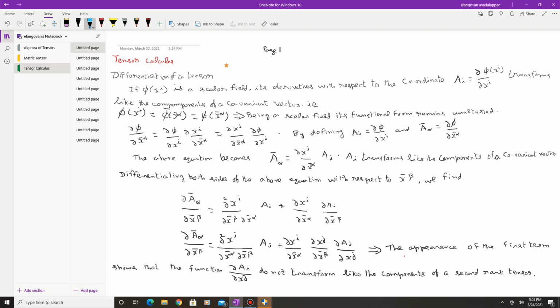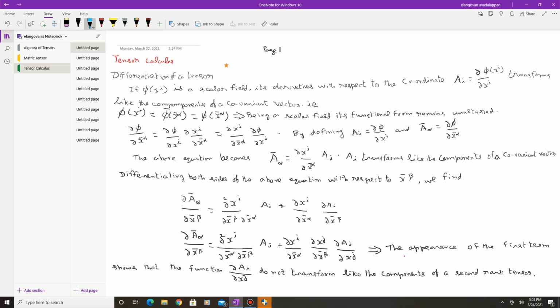We are going to discuss the calculus of tensors, so tensor calculus. Now let us first define the differentiation of tensors. So we will first discuss the differentiation of a tensor.